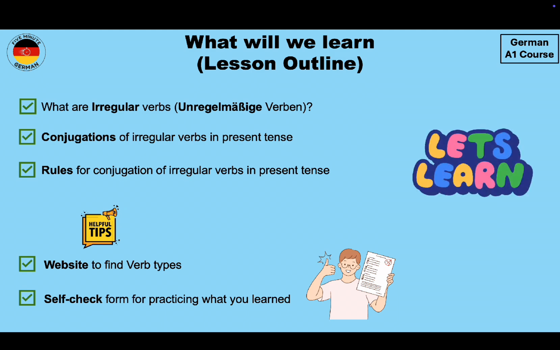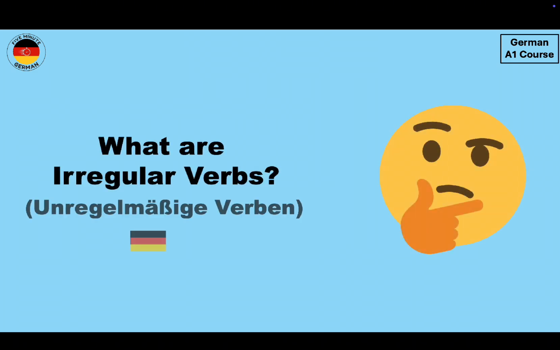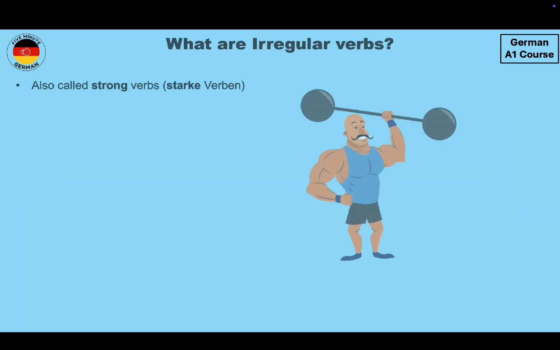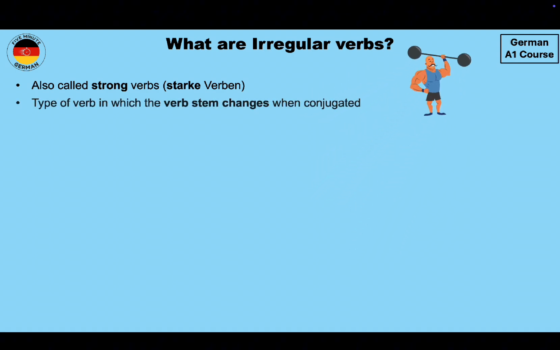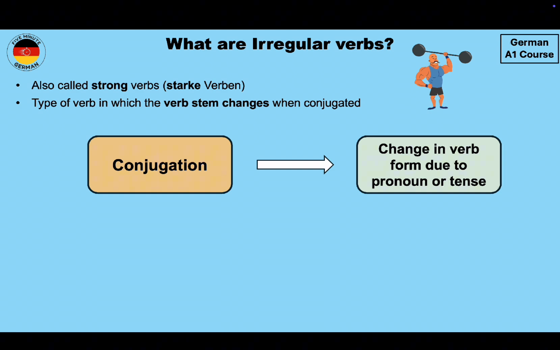So let's learn. What are irregular verbs, or Unregelmäßige Verben, as they are called in German? Irregular verbs are also called strong verbs, or starke Verben, in German. These are a type of verb where the verb stem changes when the verb is conjugated. For those of you who don't know, conjugation means the change in verb form due to pronoun or tense.